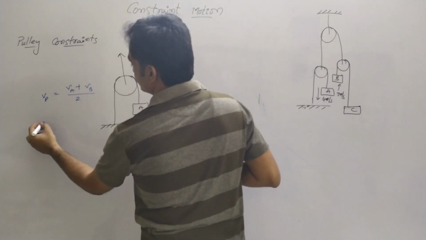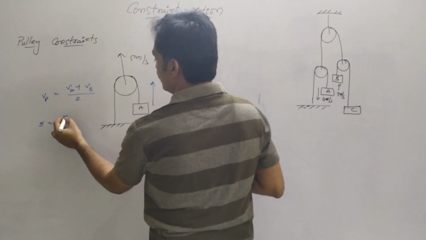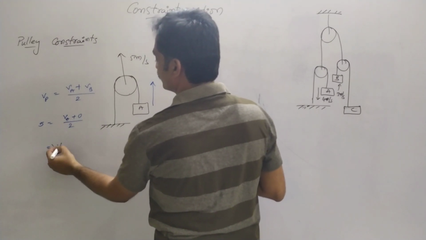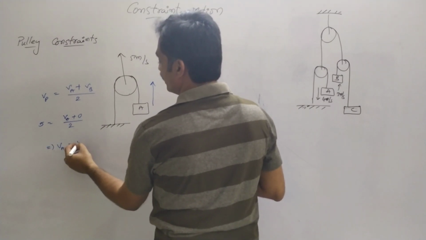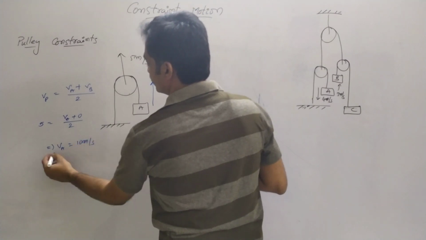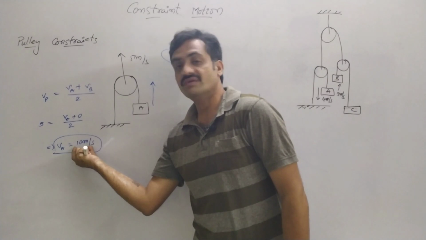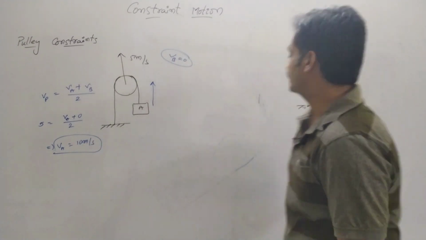So if we substitute the values here, we have 5 equals velocity of the block A plus 0 by 2. Then velocity of the block A equals 5 into 2, 10 meter per second. So this block moves in the upward direction with a velocity of 10 meter per second.